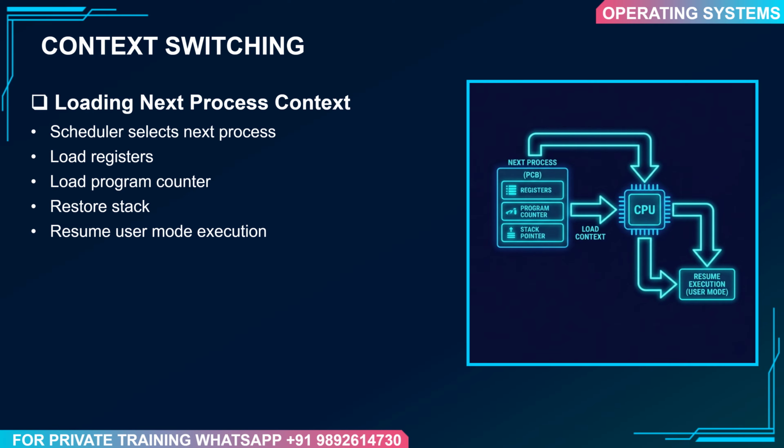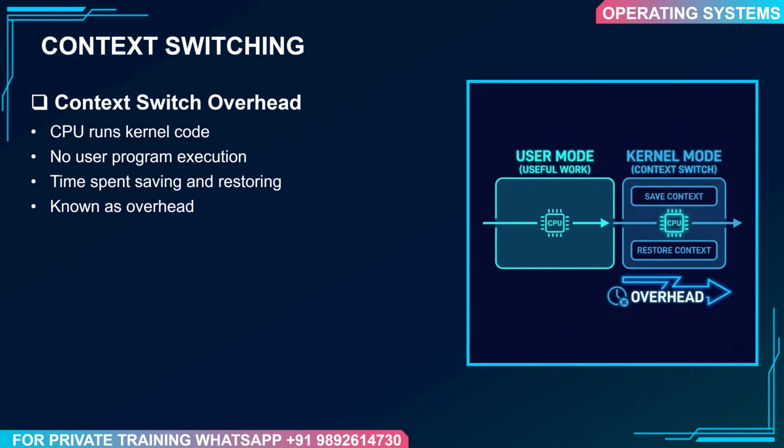Once the context of the current process is saved, the operating system loads the context of the next process selected by the scheduler. This loading step prepares the CPU registers, program counter, and stack so that the new process can continue from where it previously stopped. Only after this loading is complete does the CPU resume execution in user mode. One important thing to understand here is that during a context switch, the CPU is not executing user code at all. It is busy running operating system code in kernel mode.